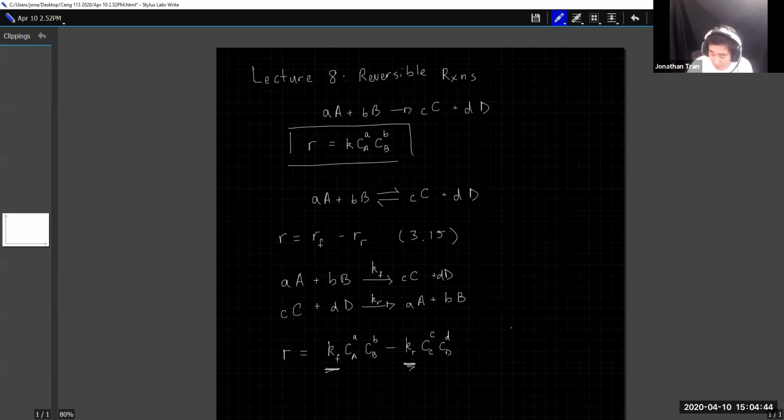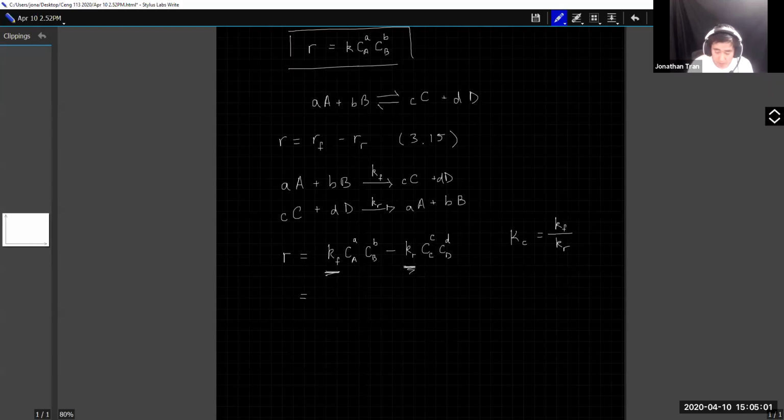One other thing to note here is that with this k_f and k_r, typically we don't want to have to deal with a forward and reverse rate constant. So we have what we call K_c, which we define as the ratio between these two. This K_c is defined as the ratio of k_f to k_r. Putting this into the equation gives us a form of k_f times C_A to the power of a, C_B to the power of b, minus the concentration of C to the power of c and the concentration of D to the power of its stoichiometric coefficient, all over K_c.